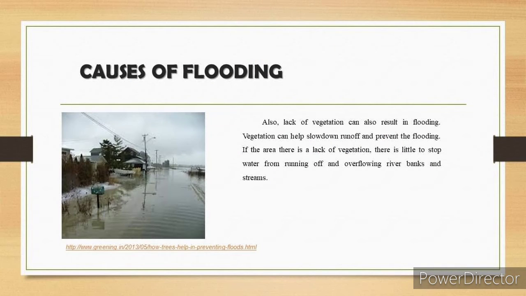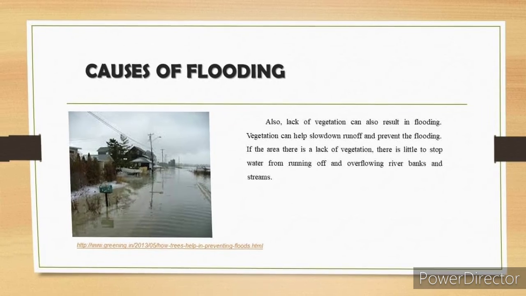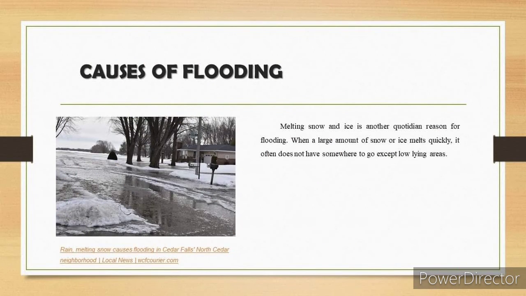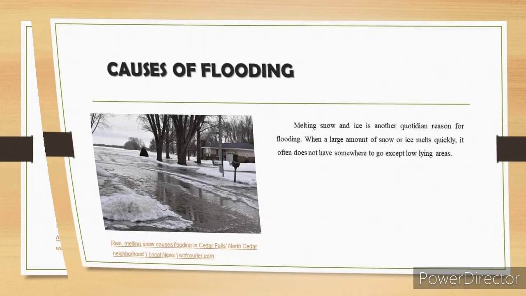Ang third cause is lack of vegetation. Same as in urban drainage basin, if yung area kulang sa puno, halaman, pananim, there is a higher rate of possibility that flood may occur. Our fourth cause is melting snow and ice. When a large amount of snow or ice melts quickly, syempre pupunta siya sa ating mga low-lying areas. Sila yung mga kadalasang apektado dun.